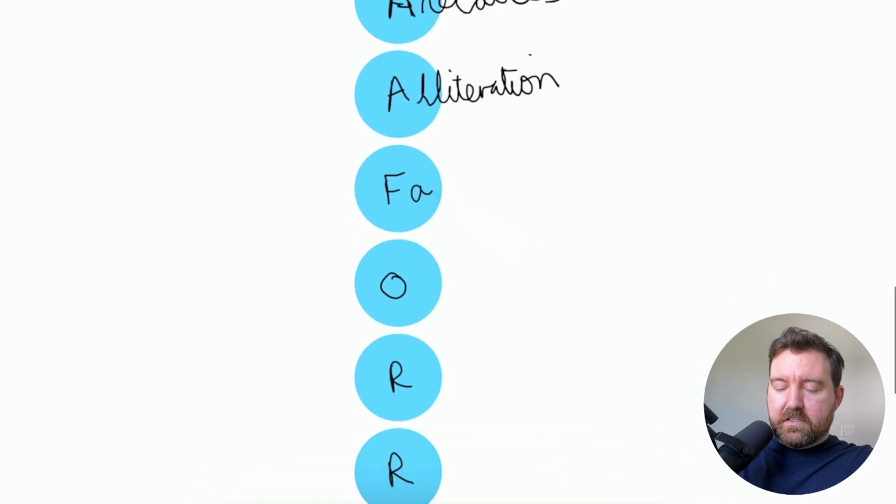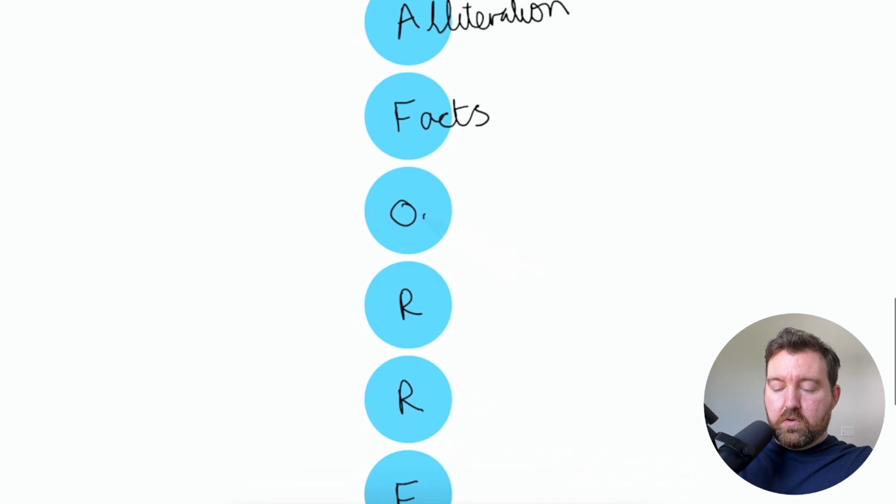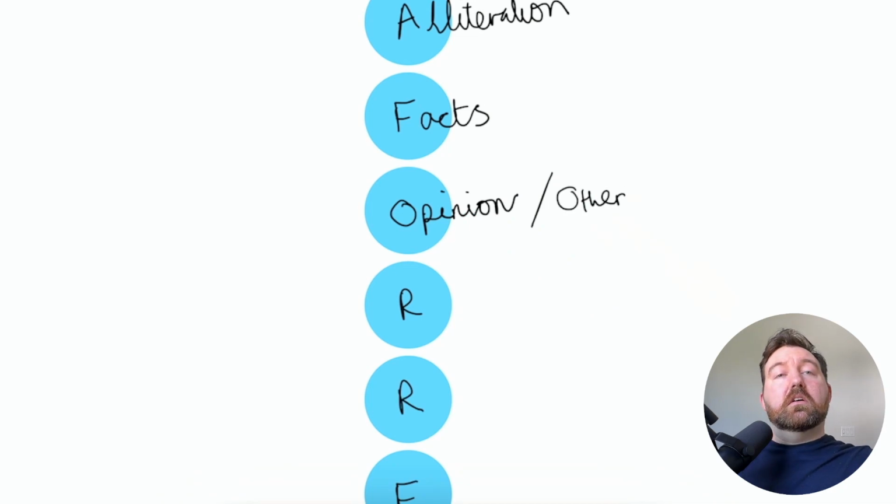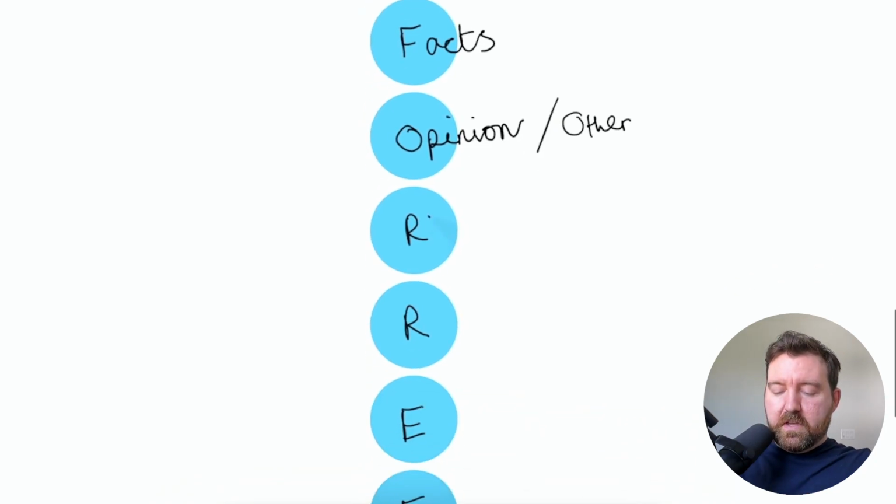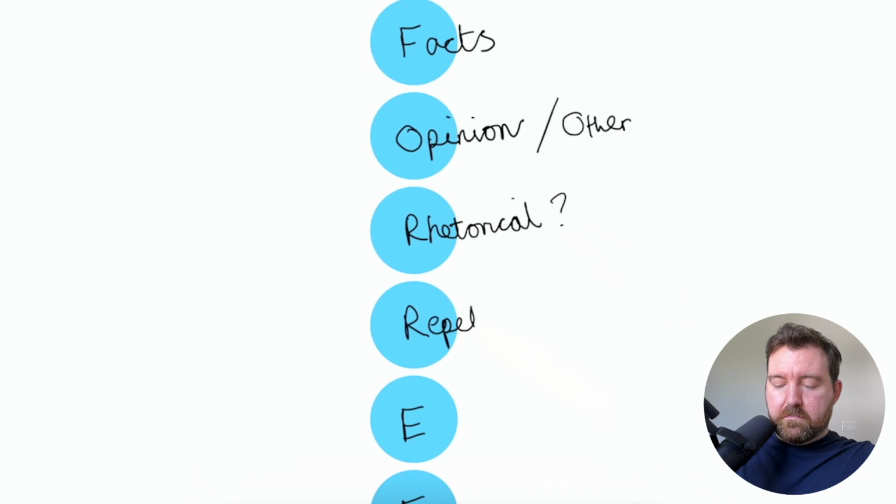Then you've got facts. You definitely want to use some facts to back up your ideas and make your ideas seem solid. You've got your opinion. You want to share this at least to some extent. You might also put other people's opinions as well to make your opinion seem more prevalent or like it's the majority view. You've then got rhetorical questions. You've got repetition.